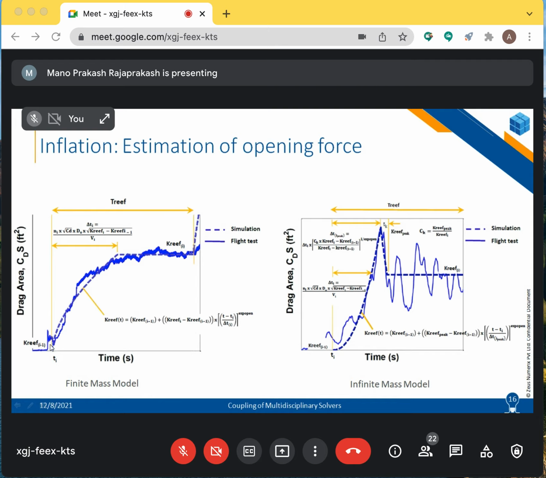So this is the point where my parachute starts inflating. At this point, the inflation is done. It has reached its nominal diameter, and this is just going to continue. Here the dotted lines you can see are the simulation result, and the thick lines represent the simulation model. So for each phase, I can model it. This particular line can be represented using this particular equation.